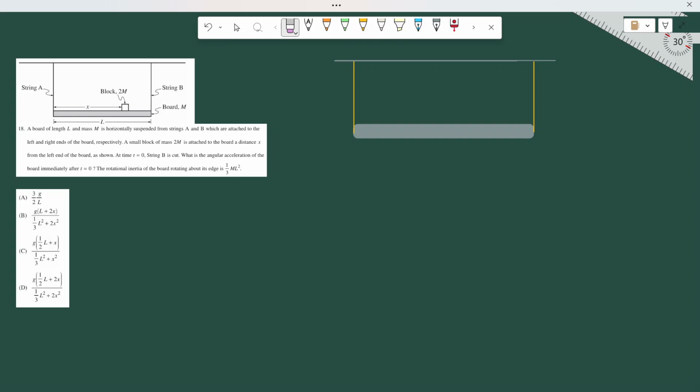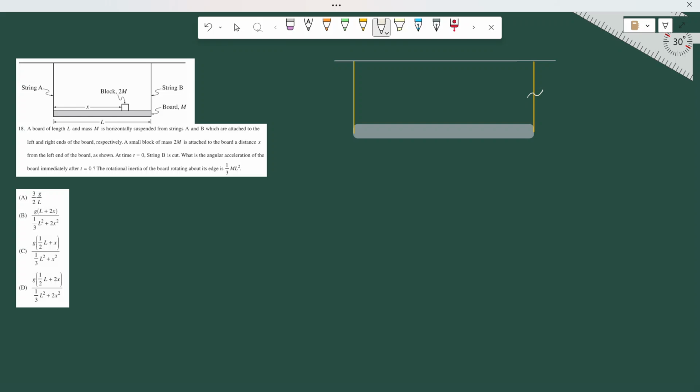Hi, this question is about rotational motion from the practice exam 2024, in which we will try to find out an angular acceleration in this board, which is supported right now with the help of two strings, string B and string A. So, if an event happens that at time t equals 0, one of the strings, string B, breaks, what will be the angular acceleration immediately after?